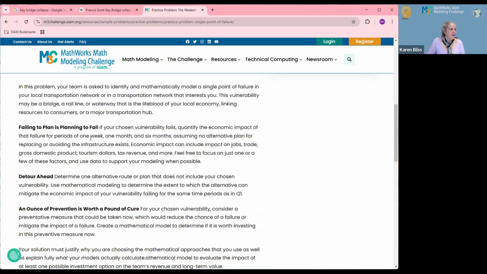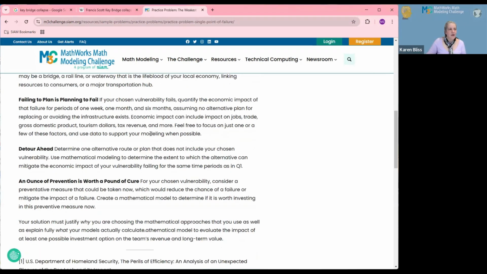The first question is, if your chosen vulnerability, so you'll remember that Neil said, basically, you're looking at a vulnerability in your own community. And if you can't think of one, you're free to use one that's not in your own community, but it's sort of nice to think about something very local, actually. If your chosen vulnerability fails, quantify the economic impact of that failure for periods of 1 week, 1 month, and 6 months, assuming, so for this question, we're going to assume there's no alternative plan for replacing or avoiding the infrastructure that exists.